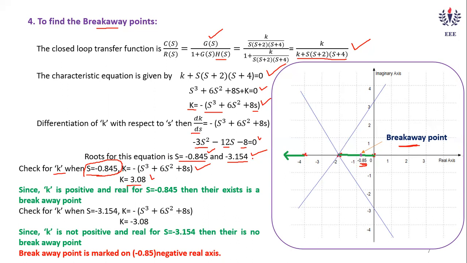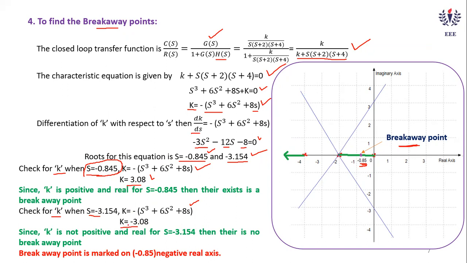Next, coming to the second case, we need to cross check s = -3.154 also. Check the value of K when s = -3.154. If we substitute that s value, then the K value we get is -3.08.